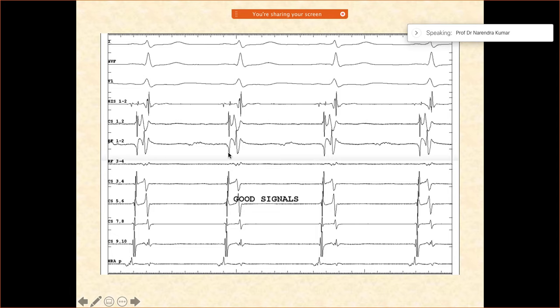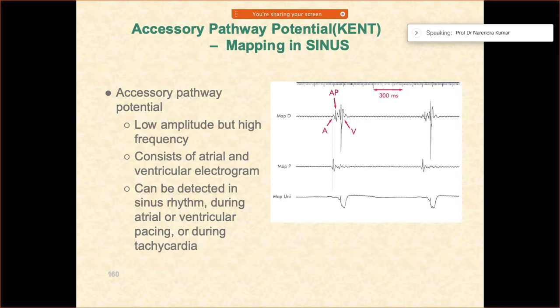and yes, if you look carefully over here as well, especially on the RF catheter, you can see a very sharp potential between the A and the V. For example, the RF signals are almost mimicking the CS12 signals. So this is a very good spot for doing the ablation. We have already said you can do the mapping also in the sinus rhythm. And that is the time when you will notice there is a low amplitude, however high frequency, which is the characteristic of the accessory pathway potential.